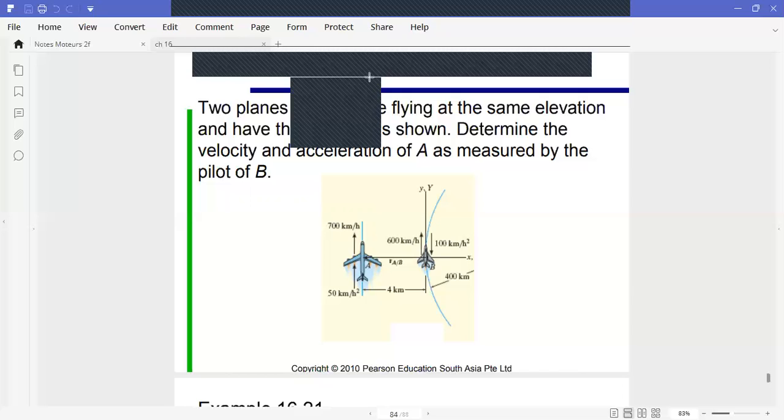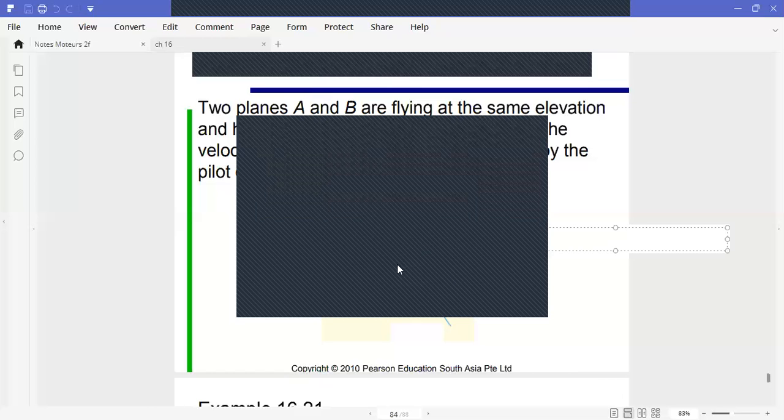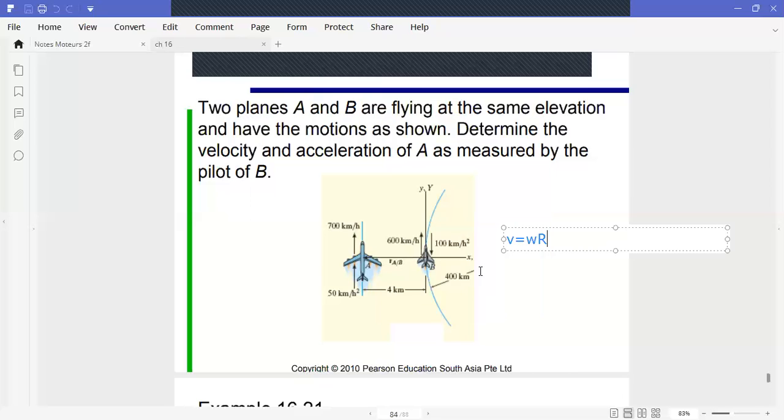Okay, because in rotation, what do I have? In rotation, I have V linear equal to omega times radius. The radius is given, it's 400 kilometers, and the velocity is given, it's 600 kilometers per hour. So I can calculate omega by 600 over 400. Okay, very good. Now I can do my calculation.